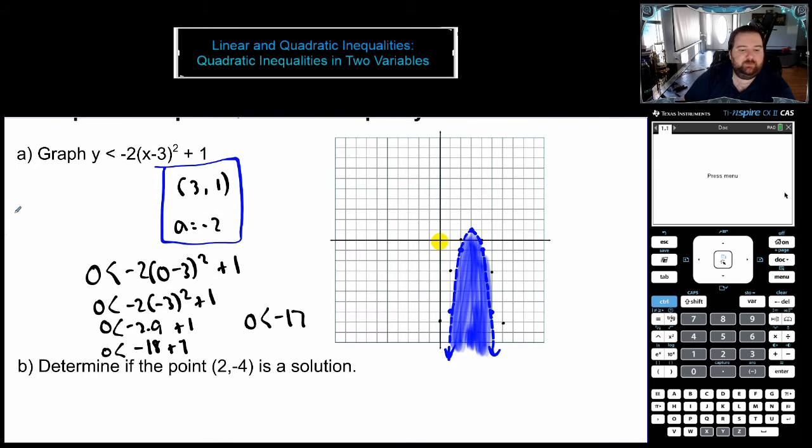Determine if the point (2, -4) is part of the solution. So let's take out a different color here. 2 and 1, 2, 3, 4 is right there, and it is.